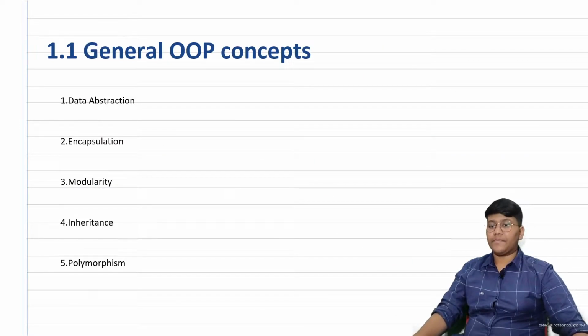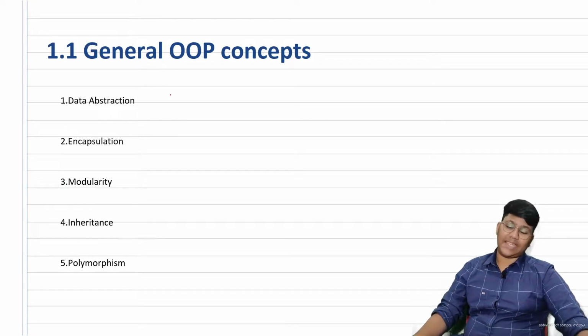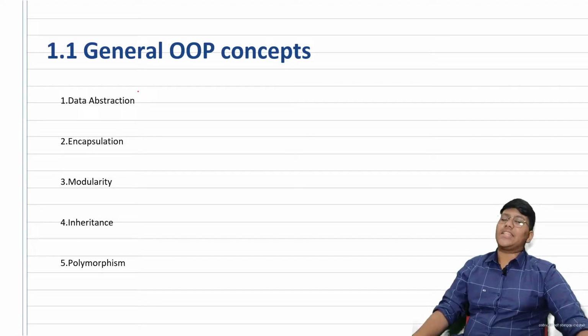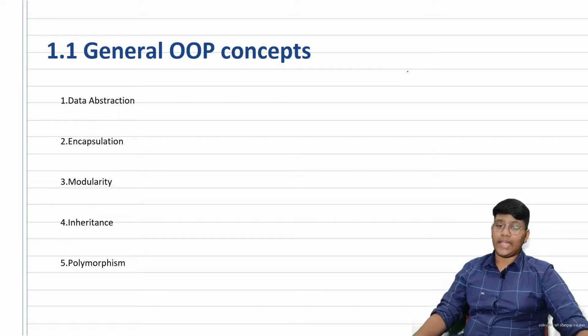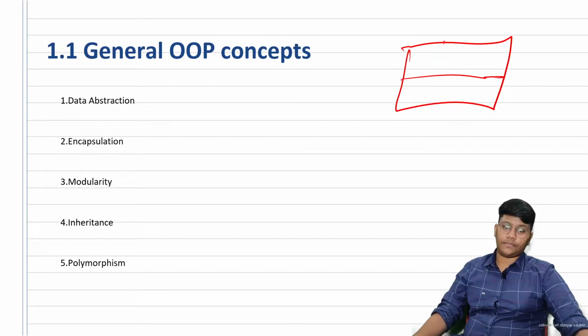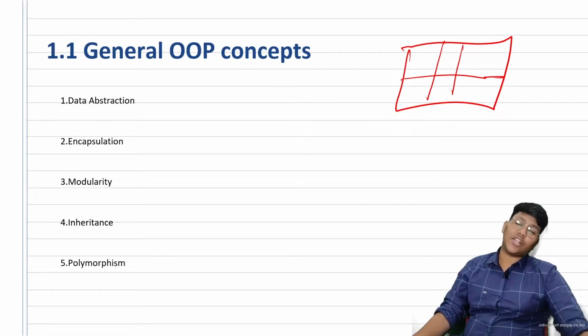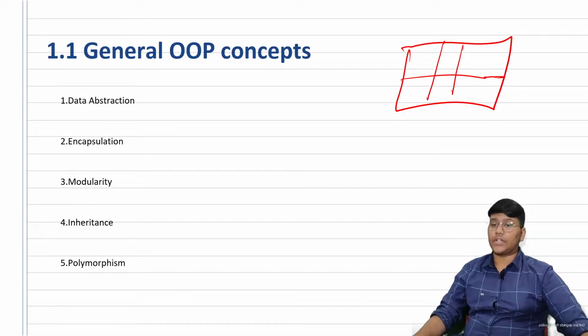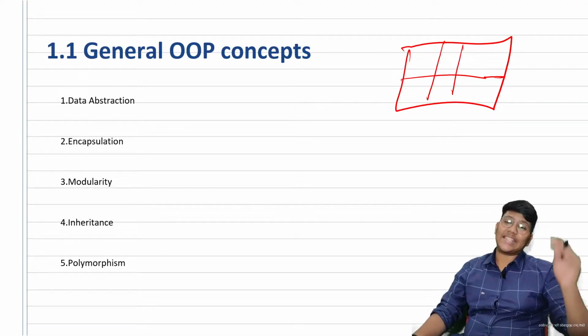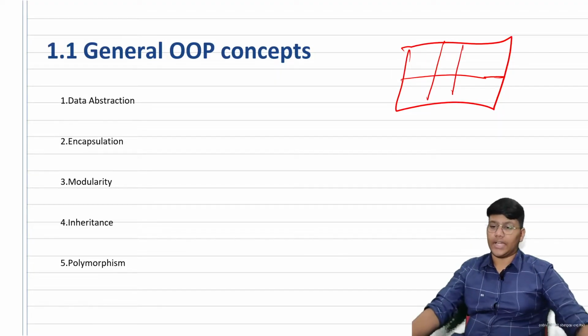Okay. Then comes general OOP concepts. Data abstraction. What is data abstraction? Abstraction is basically hiding of complex processes and showing only the essential features. The best example you may get is your switchboard. The switchboard hides complex processes, that are the wires, and shows only the essential features, that are the switches, to you.